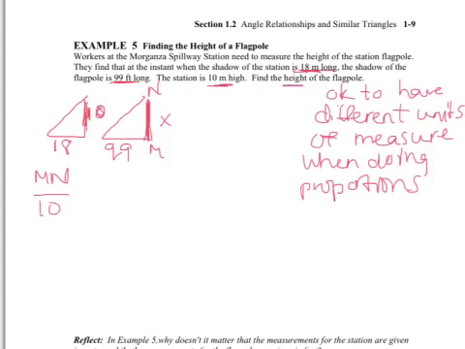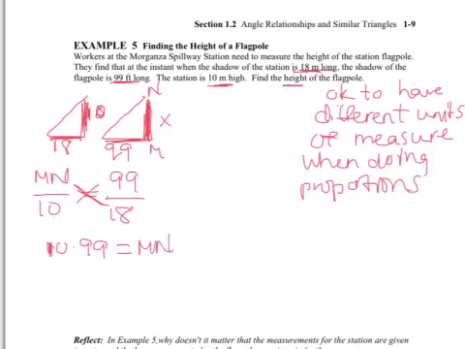So we have our proportion, so I can say our MN over 10, and if I use this MN first here, then I have to use this height first here. So it's going to equal 99 over my proportion here, which is 18. So then if I cross multiply, I'm going to have 10 times 99, sorry, this pen doesn't write very well, equals MN times 18.